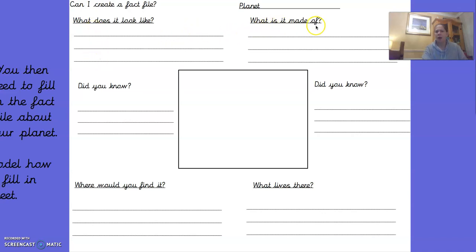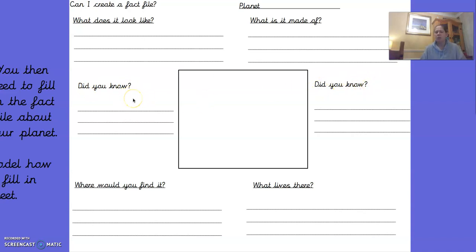And then over here, what is it made of? That's our next subheading. So you'll be thinking what your planet is made of. So is it made of lava and fire? Is it made of ice? Is it made of mud? Okay, remember it is your planet, so you can make it out of whatever you would like to make it out of. Then here, we've got the same subheading here and here.